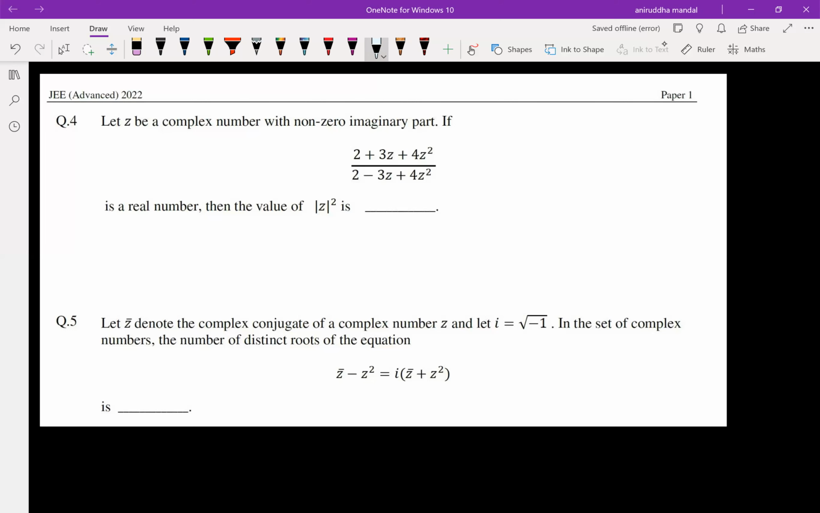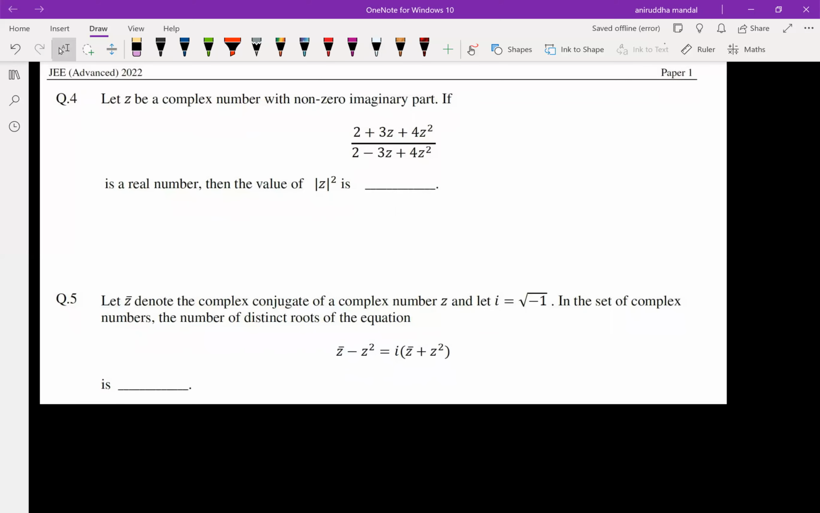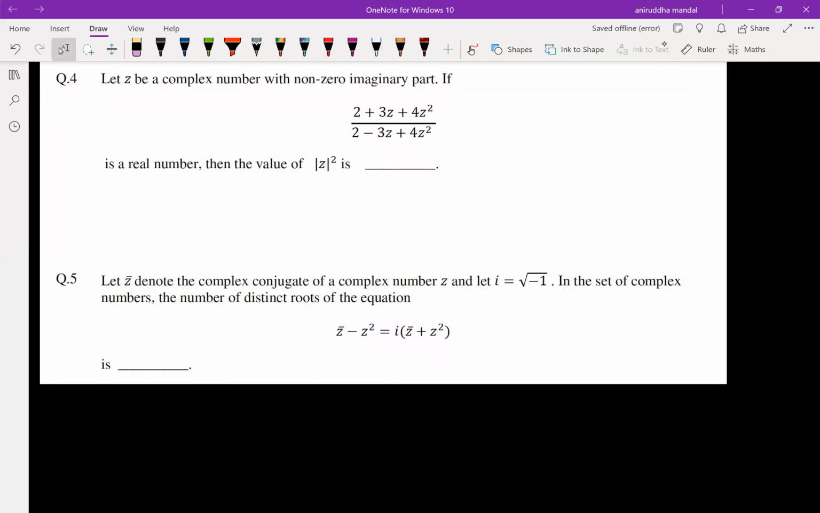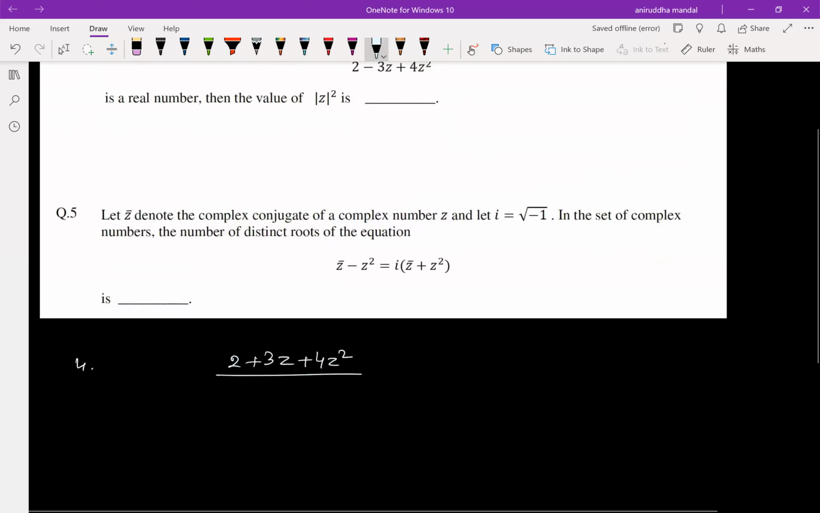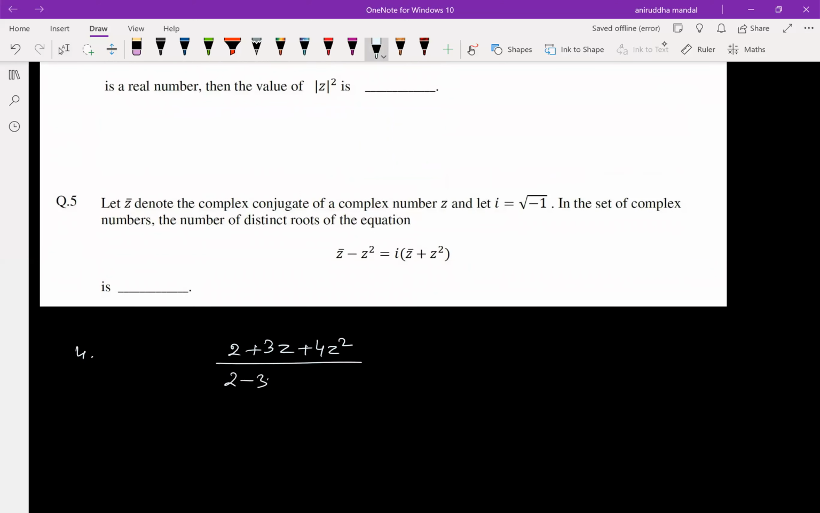The first problem says: if z is a complex number with non-zero imaginary part, and this expression is a real number, then we have to find the value of mod z square. Let me write this expression. Question number 4, this is the given expression. It is said that this is a real number.